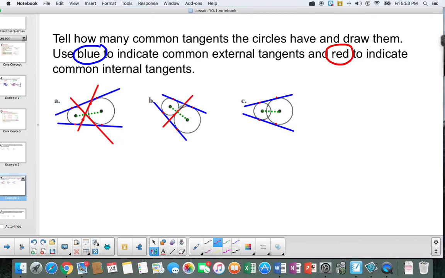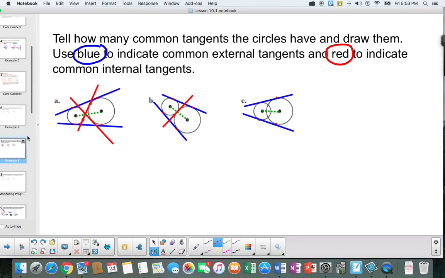This one has only one because they're tangent circles at 1 point. They only intersect at one. This does not have an internal tangent. There's no way I can draw a line and it be a tangent. Tangents, remember, only intersect the circle at one spot.